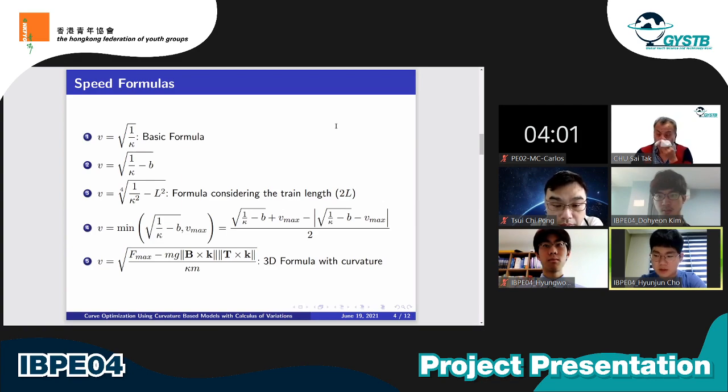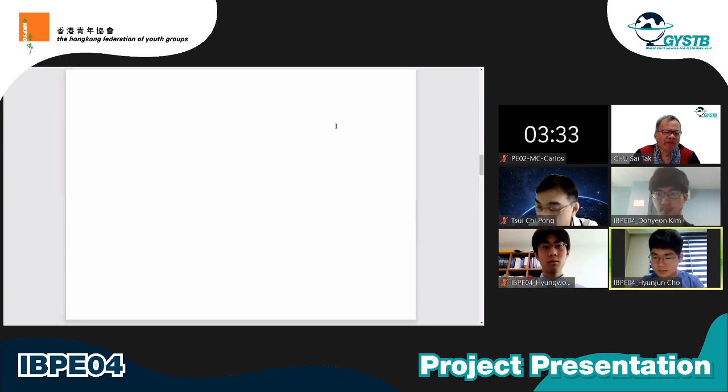And we developed some speed formulas. From the centrifugal force, we get the first basic formula, and to prevent the curve from curving so sharply, we introduce the factor b. To represent the real maximum speed Vmax of the train, we set the first formula, and this was actually used in our numerical analysis.